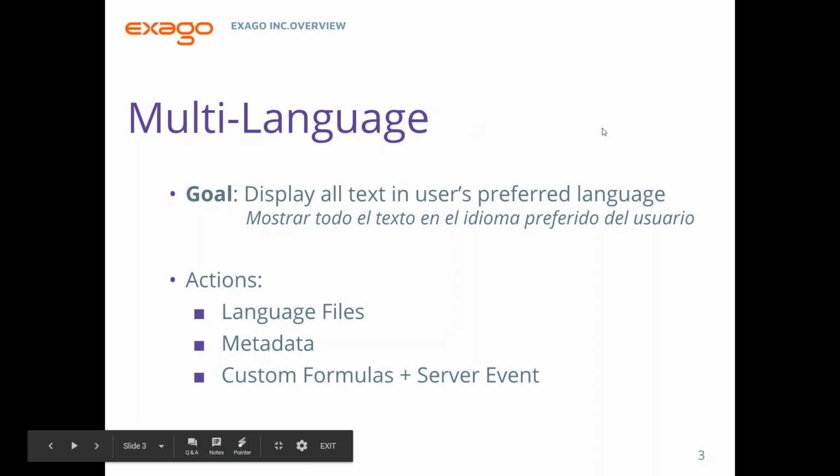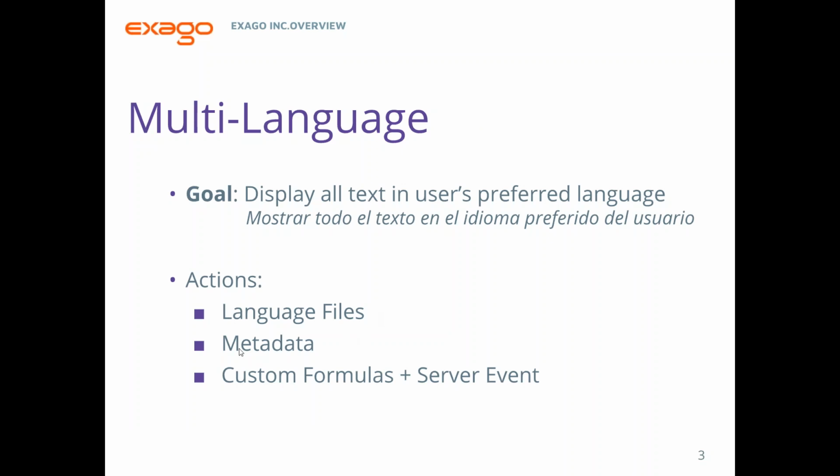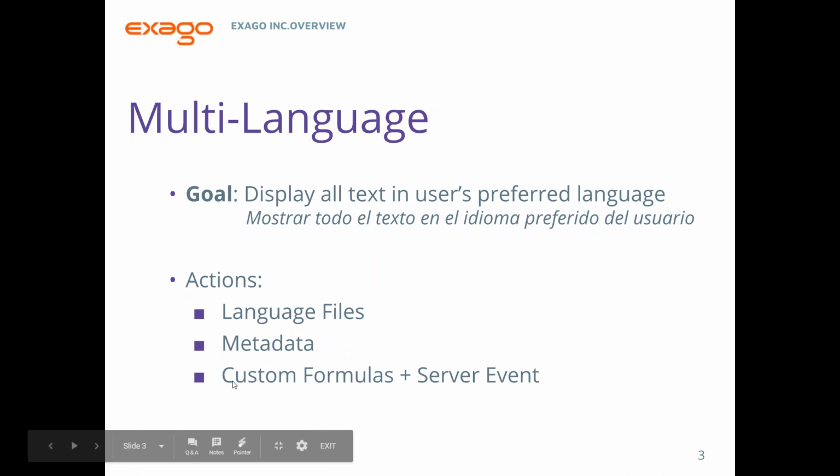And then we looked at multi-language capabilities. So we talked about the language files, where they need to go and how they can be changed. We briefly mentioned that you can change column metadata and data object aliases. And then we also talked about static text. If you want, you can change that using custom functions. We showed the code for a server event here.